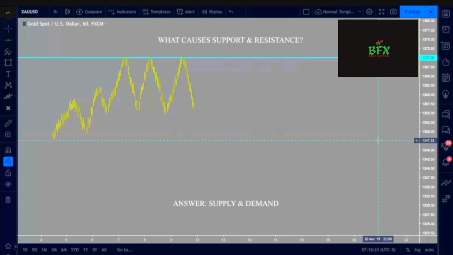So support and resistance is caused by supply and demand. Support and resistance is supply and demand. They are actually the exact same thing. So what exactly is supply and demand? How does it play out in the markets?